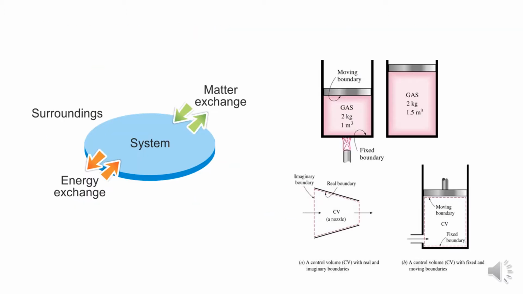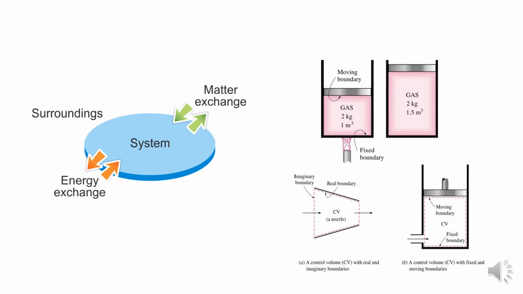Okay, now next we will refresh what we have learned in the junior classes. What is a system? What is a surrounding? A system is a region where we are doing our observation, and anything other than the system is called the surroundings. Between system and surroundings there can be both matter exchange and energy exchange. Depending upon the way in which exchange happens, we define open system, closed system, and isolated system.